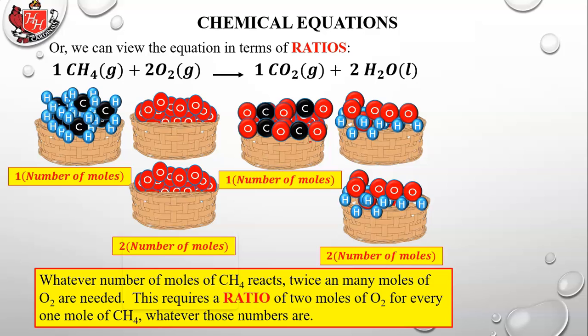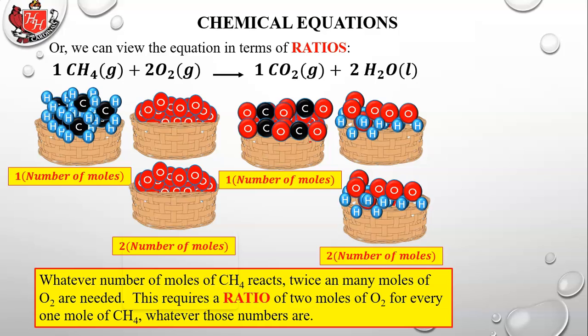So this requires a ratio of 2 moles of oxygen for every 1 mole of CH4, whatever those numbers are. So, in other words, if this equation was only good if you had exactly 1 mole of CH4 and exactly 2 moles of O2, it wouldn't be a very useful equation. It would be very limited.